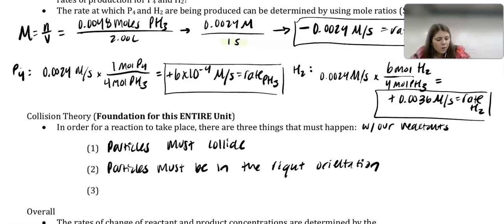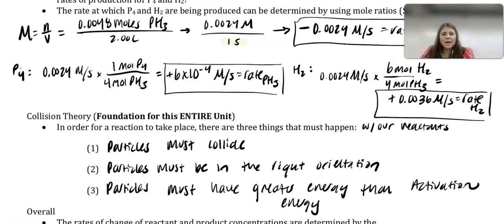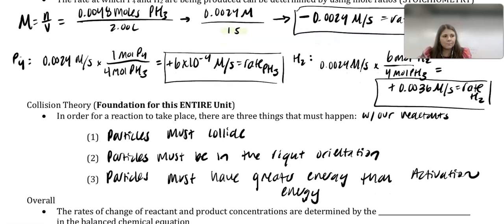And then lastly, particles must have greater energy than activation energy. So we vaguely talked about activation energy in our last unit, talking about the energy needed or required to make a reaction happen. So it makes sense that if your activation energy is, let's say, 1,000 joules, you need to make sure your particles have more energy than 1,000 joules for it to occur, because at 990, it's not occurring. It needs to have at least 1,000. So that's why it needs to have greater energy than activation energy.